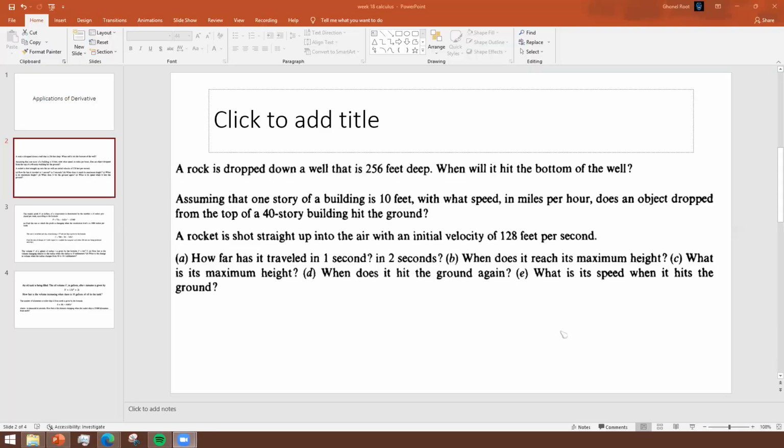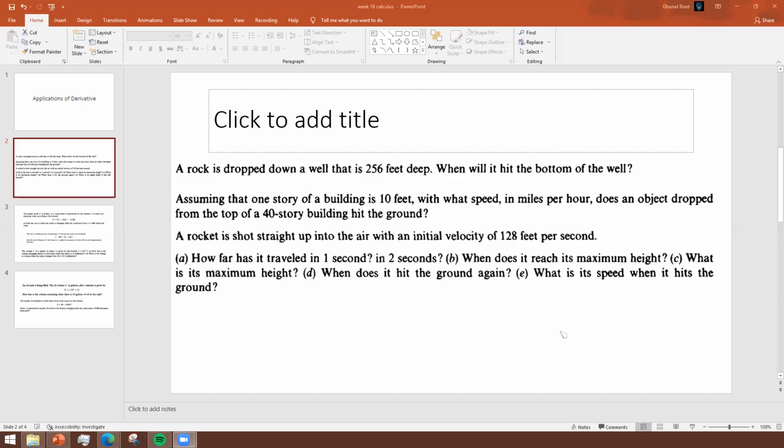So number 3. So itong last problem na to, medyo tricky siya kasi madami siyang hinahanap. Okay? So, a rocket is shot. So, kaiba siya doon sa unang dalawang problem. Okay? So, sabi, a rocket is shot straight up into the air with an initial velocity of 128 feet per second. So, pataas naman siya.